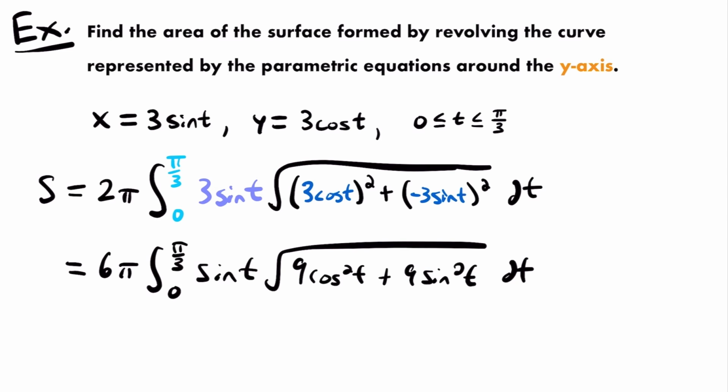All right, and now to simplify further, notice that each of these terms underneath the square root have a common factor of 9, right? We can pull a 9 out of each of these terms. We have 9 times cosine squared t and 9 times sine squared t.